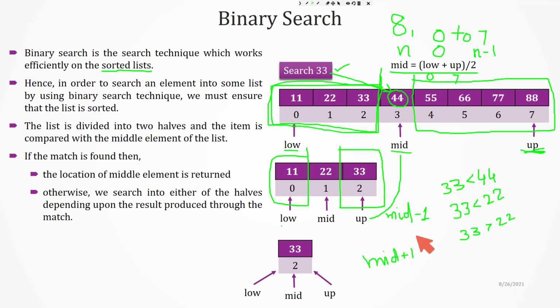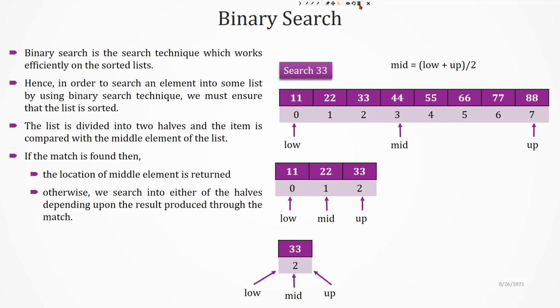So always remember, to apply binary search, first we have to sort the array. The list is divided into two halves and the item is compared with the middle element of the list. If a match is found, the location of the middle element is returned. Otherwise, we search into either of the halves depending upon the result of the comparison. Anyway, this will be more clear when we see the example.